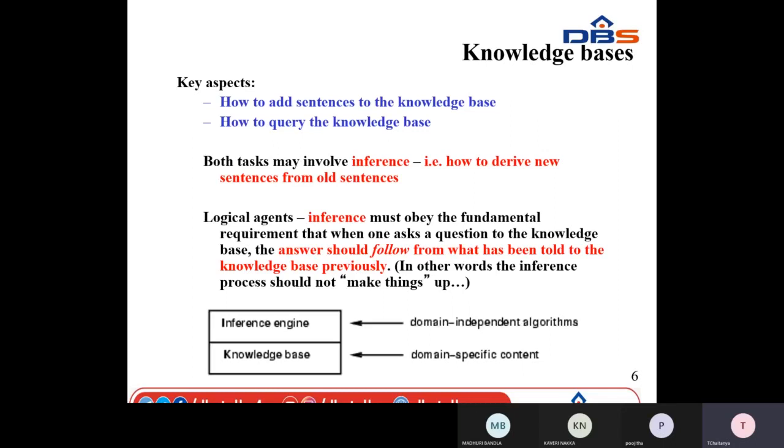A logical agent's inference must obey the fundamental requirement that when one asks a question to the knowledge base, the answer should follow from what has been told to the knowledge base previously. In other words, the inference process should not make things up. So the knowledge base aspects are part of the logical agent. What he is mainly doing is taking the data from the existing knowledge, perceiving it, and taking out the inferences.